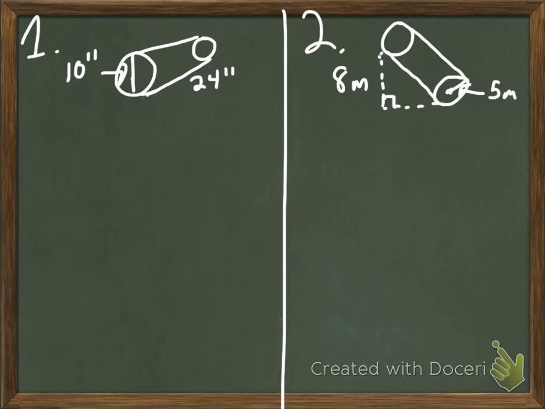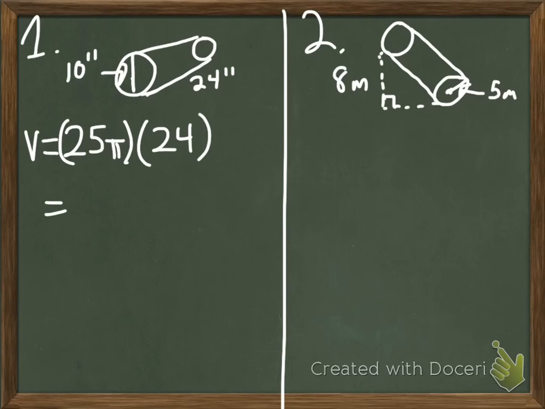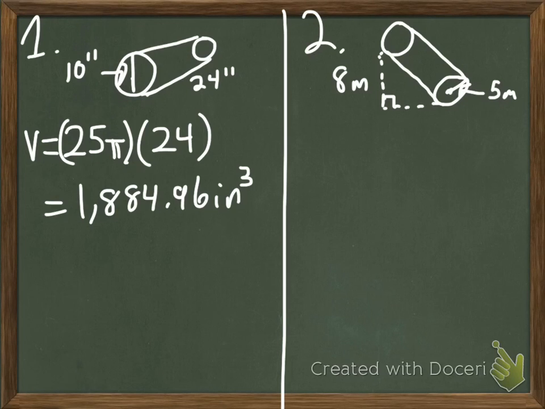Okay. As before, I'd like for you to work these two examples with your group after you pause the video. Okay, example 1. The area of the base is going to be 25 pi times the height, which is 1,884.96 inches cubed. So if you thought you should have got a big number, you should have got a big number.